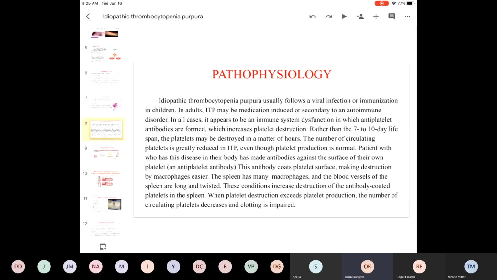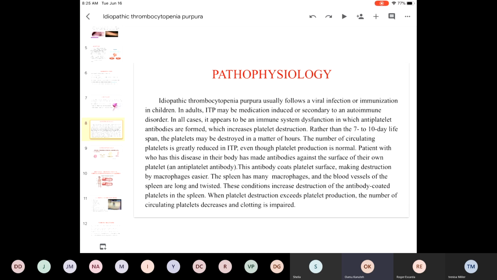It went back again. Sorry. Rather than the 7 to 10 day lifespan, the platelets may be destroyed in a matter of hours. The number of circulating platelets is greatly reduced in ITP, even though platelet production is normal.